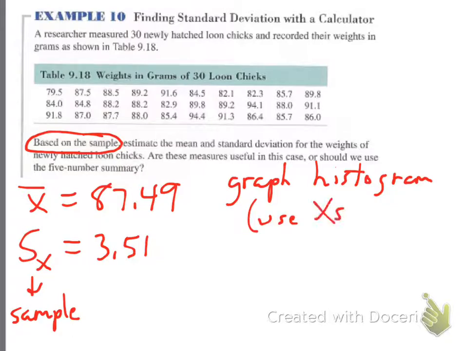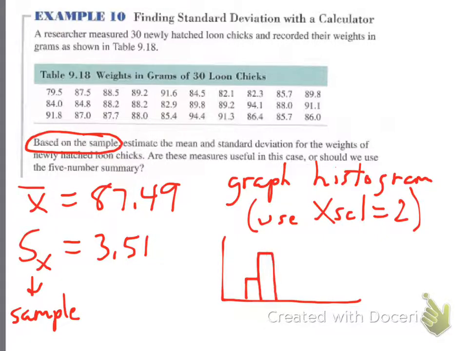In this problem, use your x scale as 2. Now, what you're going to see, roughly, is a histogram that looks something like this. I'm just guesstimating. I have no idea. But what you can see is it sort of mimics a bell curve. That is the normal distribution curve. So what that means is there are no outliers.